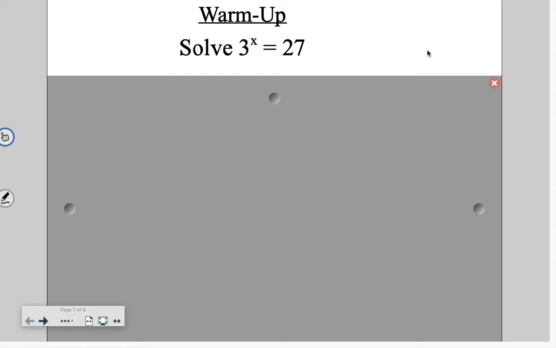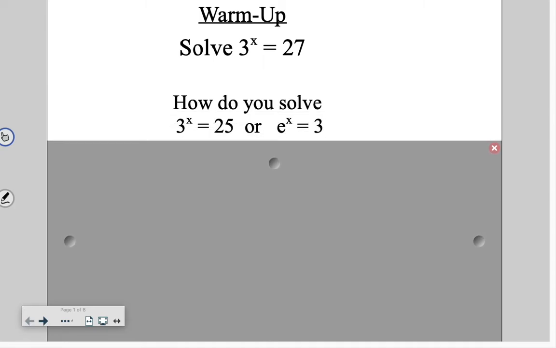Quick warm up here. 3 to the x equals 27. What's the answer? 3. Okay. So some of these problems you can just do in your head. The problem is, and here's what we're going to talk about today, well, what if you can't? What if it was 3 to the x equals 25? Not a nice number. No giving up and going home.